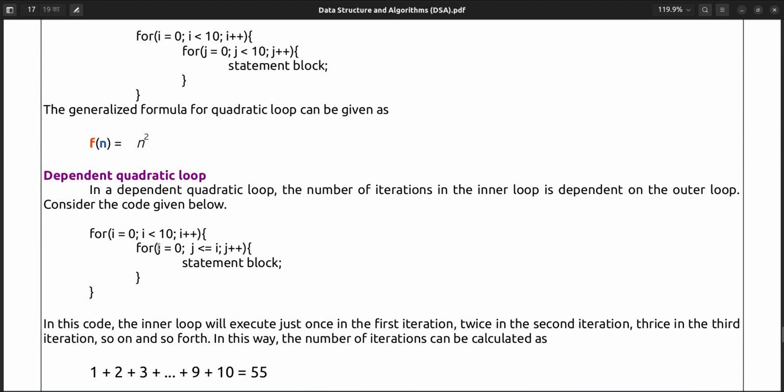So first time, how much time will this be running? j is equal to 0, j less than or equal to i. Currently i is 0, it will run one time. Next time it will be 2, so it will run 2 times. So this statement is executing first one time, then it is executing 2 times, then it is executing 3 times, then it is executing 4 times.